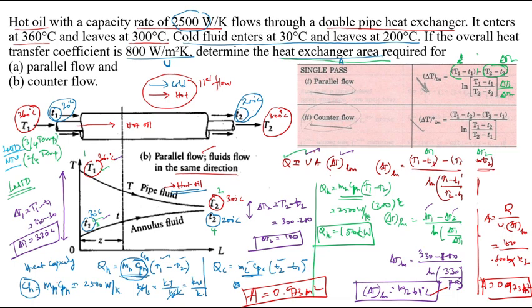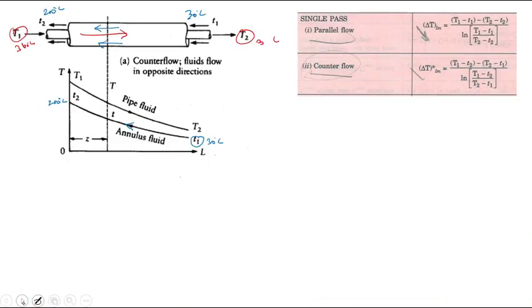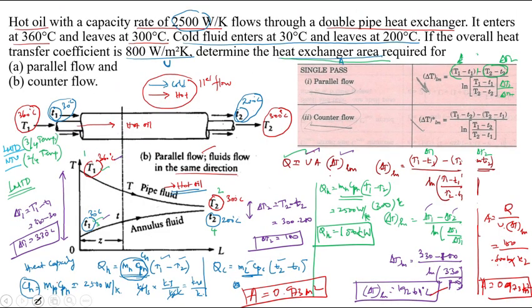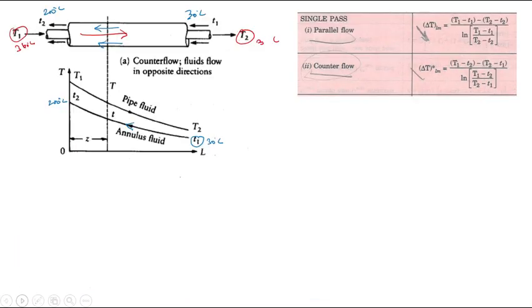Okay, 300, not 300. Okay, correct. 300 degrees Celsius. Here also you note that in the same counterflow we are having delta TLM. That is the formula: Q is equal to UA into delta TLM. But delta TLM for counterflow, there may be a slight difference.